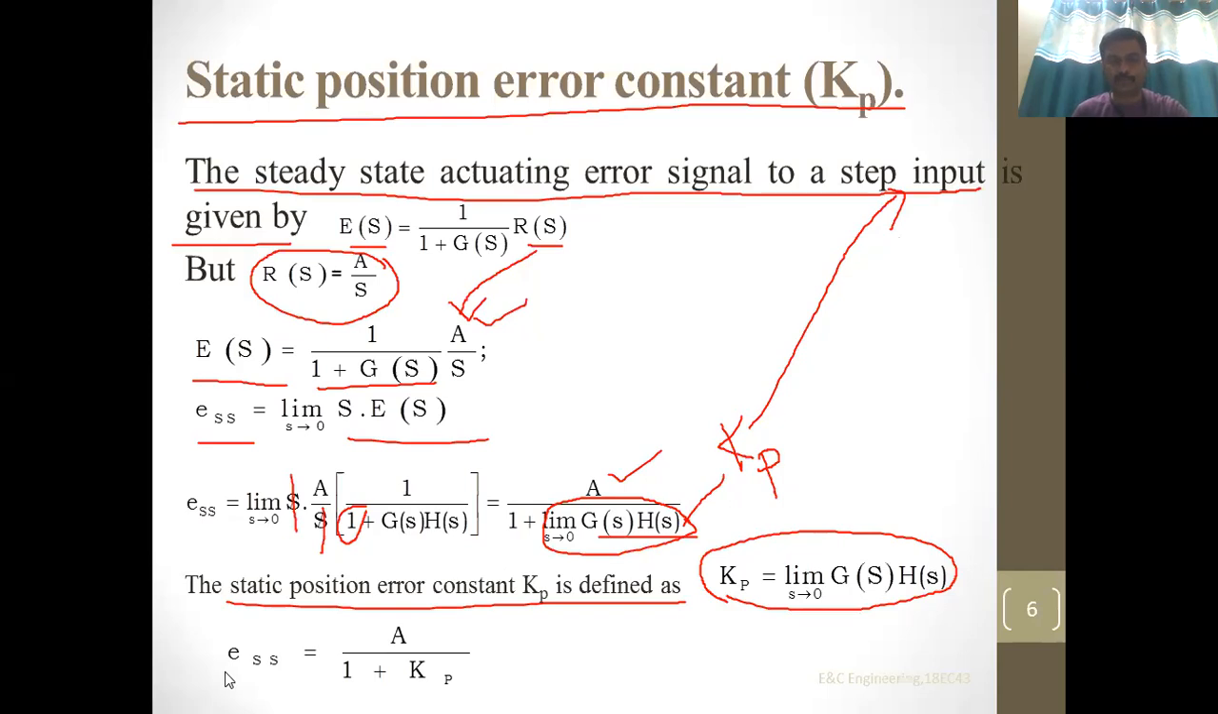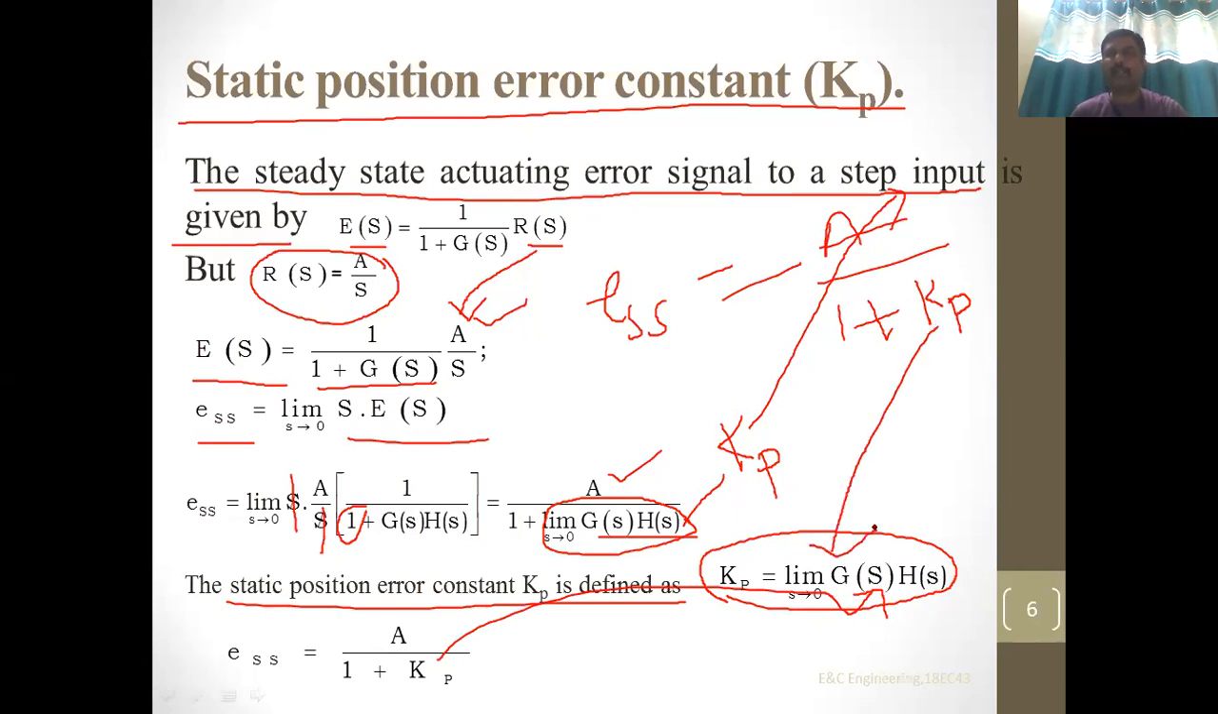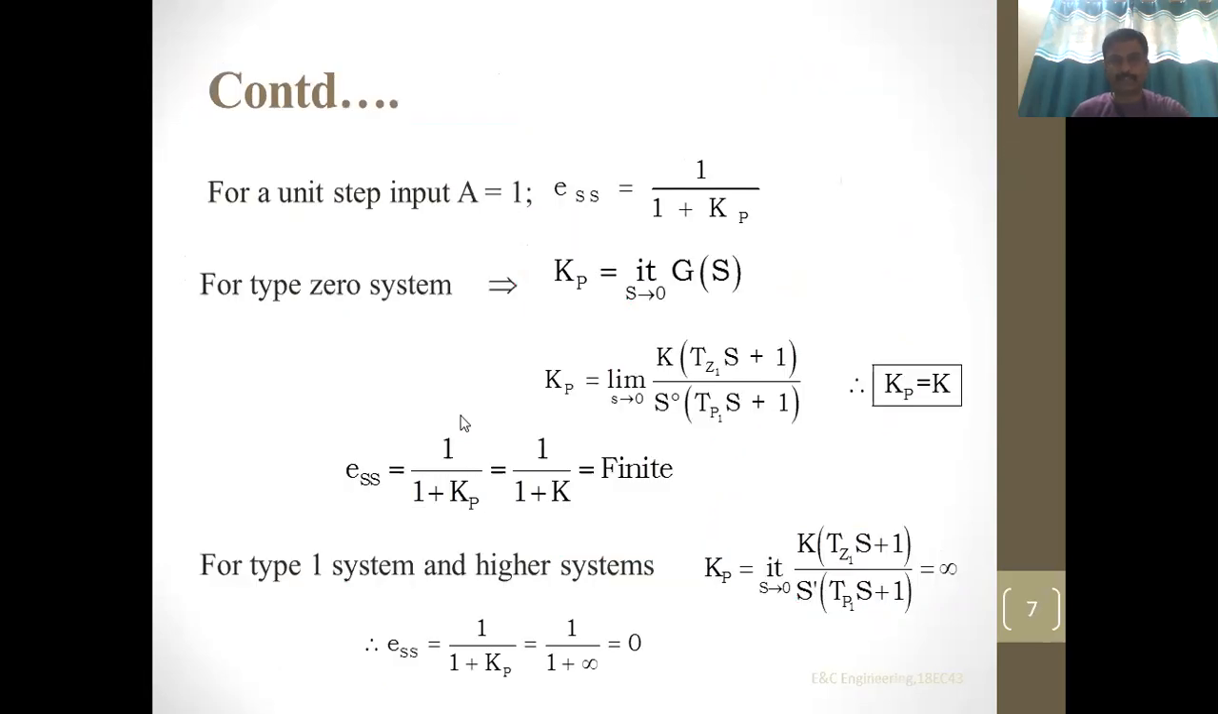Is it okay? Thereby what is the total steady state error? ESS is equal to limit s tends to 0 of A divided by 1 plus G of s into H of s, and ESS is A divided by 1 plus Kp. This you need to memorize clearly. What is Kp? Position error constant, which is given by limit s tends to 0 G of s into H of s. Fine.